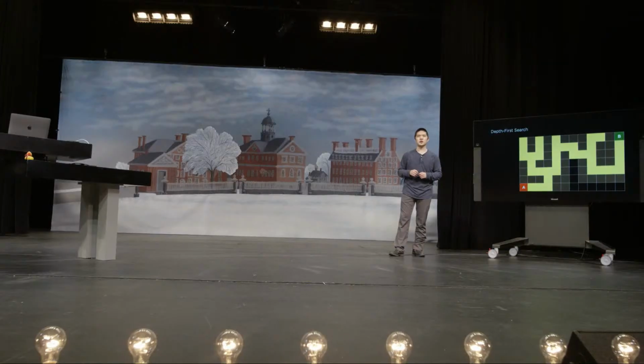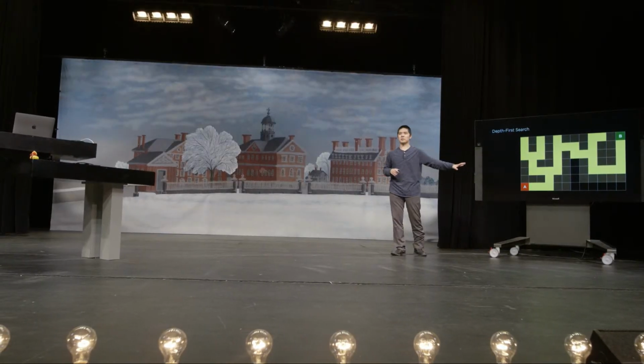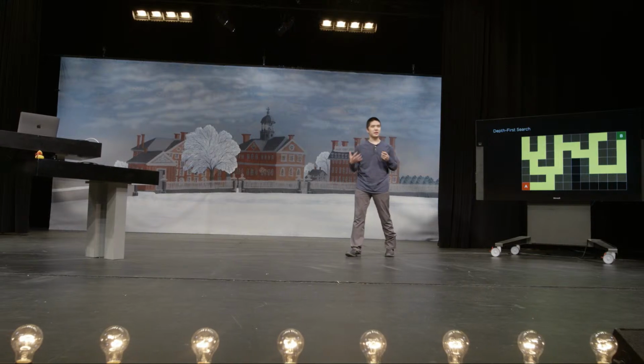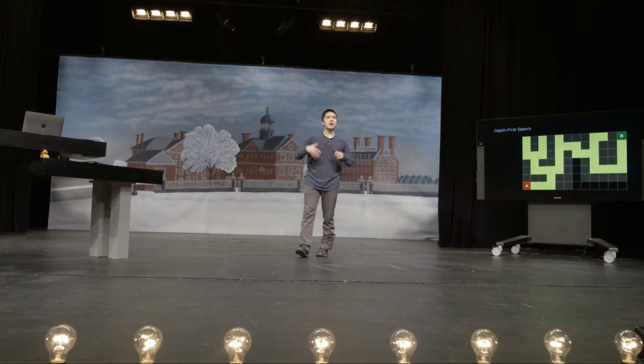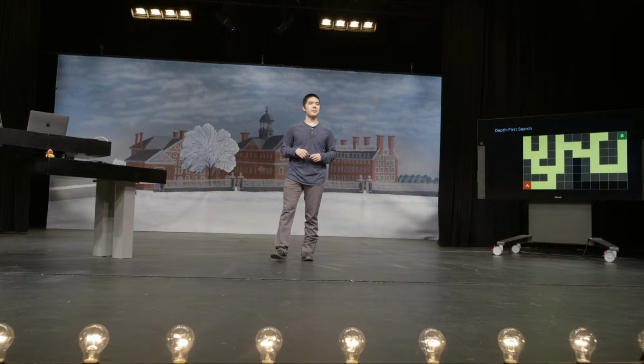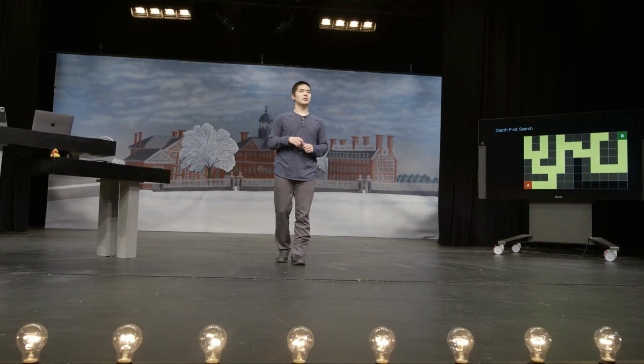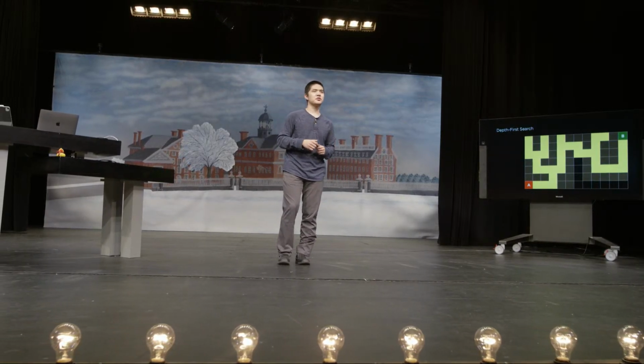So maybe I'll ask all of you, what problems do you see with this approach? Maybe reasons why this algorithm might not be ideal, areas where we might be able to improve upon this algorithm as it stands right now. This, again, is depth first search. Let's go to Joy.